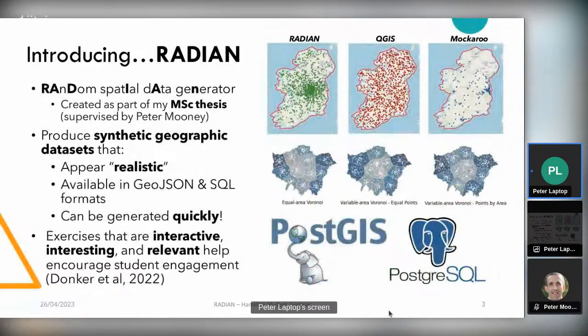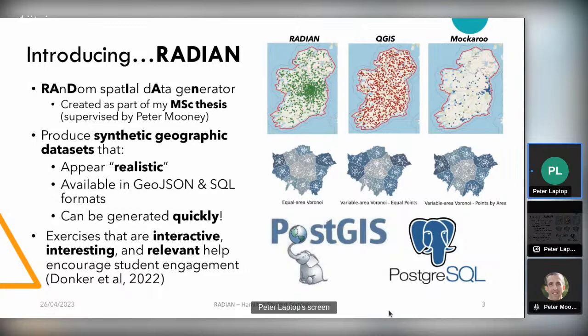So Radian, now the name, as I've been told by some of my colleagues, is a bit of a reach for the acronym, but Radian stands for Random Spatial Data Generator. Originated from my master's thesis, supervised by Peter. And the aim was that it would generate data sets that look realistic. Now, obviously, that's quite a subjective term. I'll go into what we kind of defined as realistic in a little bit. But we wanted to generate these data sets, have them be available in GeoJSON and SQL formats, just so you can throw them into QGIS or throw them onto a PostgreSQL database and generate them quickly.